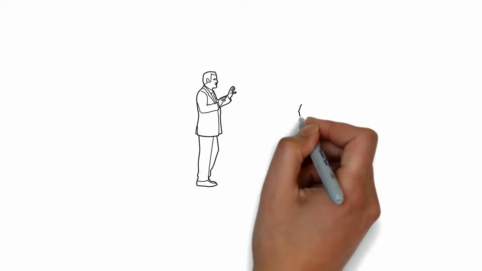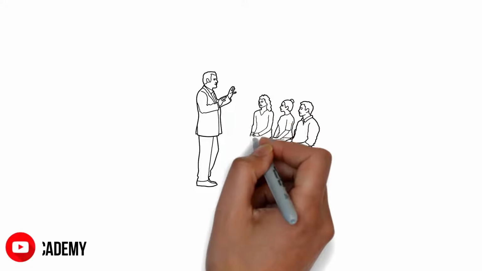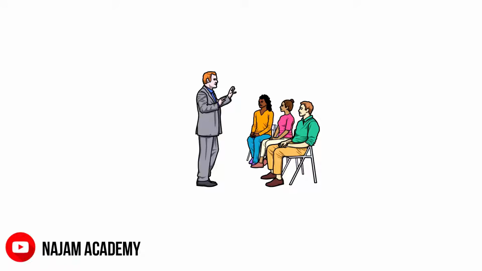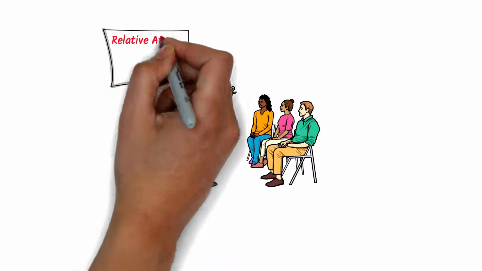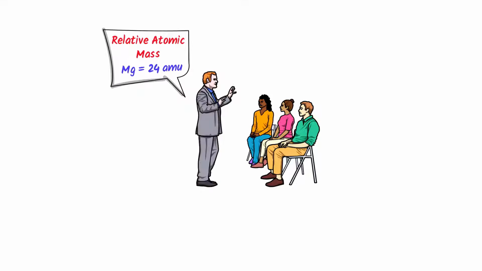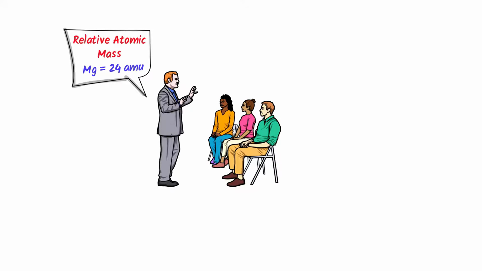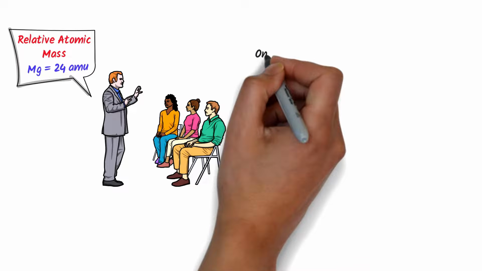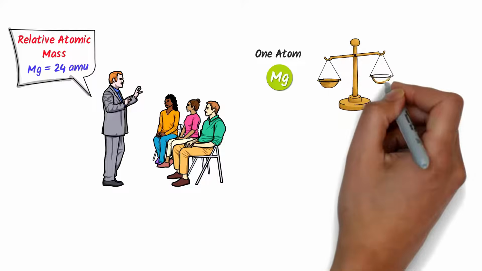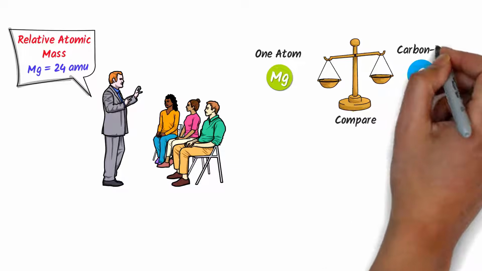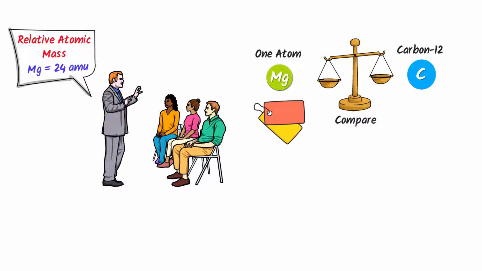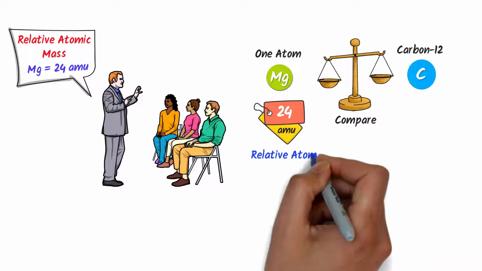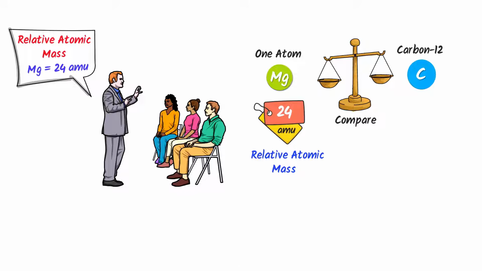Here, let me teach you one of my favorite questions which I often ask. What is meant by the term, the relative atomic mass of magnesium is 24 AMU? Well, if we take one atom of magnesium and then compare it with the carbon-12 atom, its relative atomic mass would be 24 AMU. Therefore, note it down that relative atomic mass is the mass of a single atom.